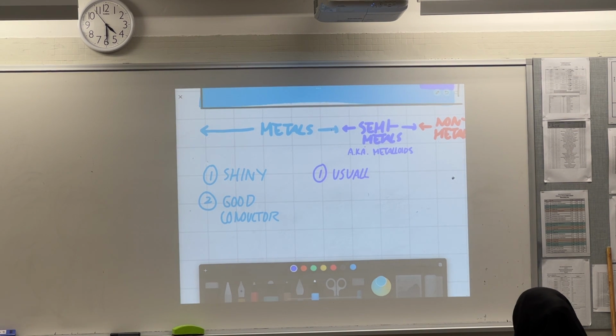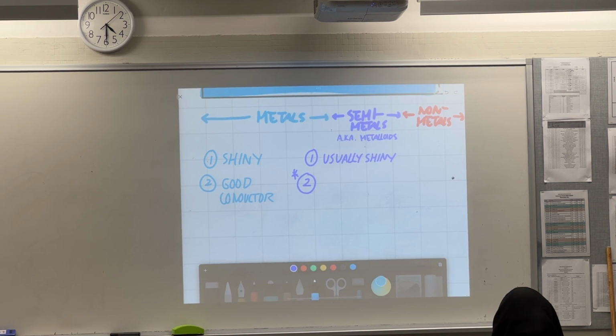So usually shiny. And you will start to know why they are called semi-metal, because they have a mix of properties of both metals and non-metals. Therefore the name is quite a fitting name. The second, most important property of semi-metals: they have low conductivity at low temperature, but at high temperature, they have high conductivity. So that means their conductivity changes with temperature.